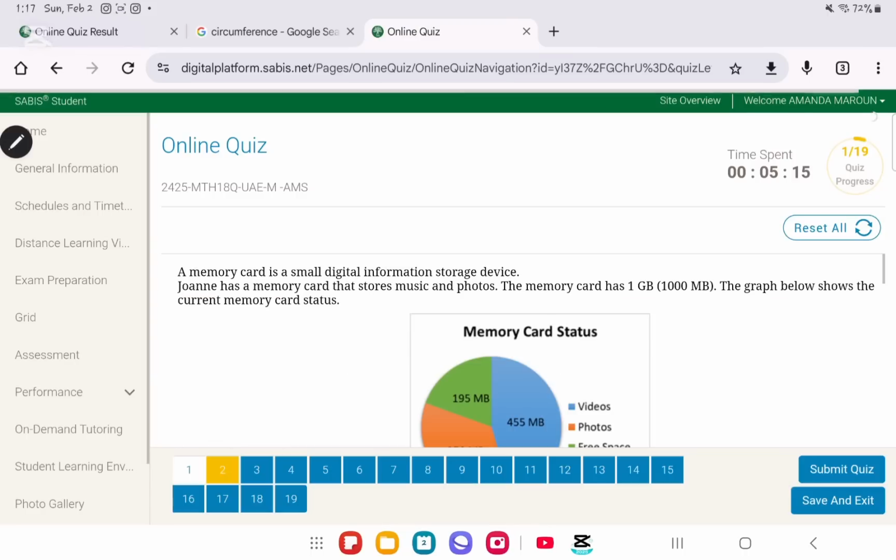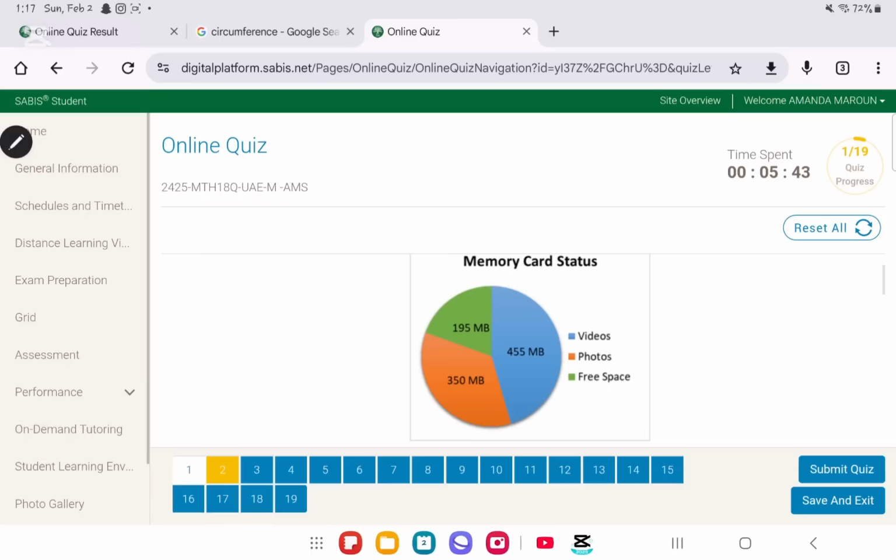We move on to the second question. A memory card is a small digital information storage device. Joanne has a memory card that stores music and photos. The memory card has 1 gigabyte, which is 1000 megabytes. The graph below shows the current memory card status.